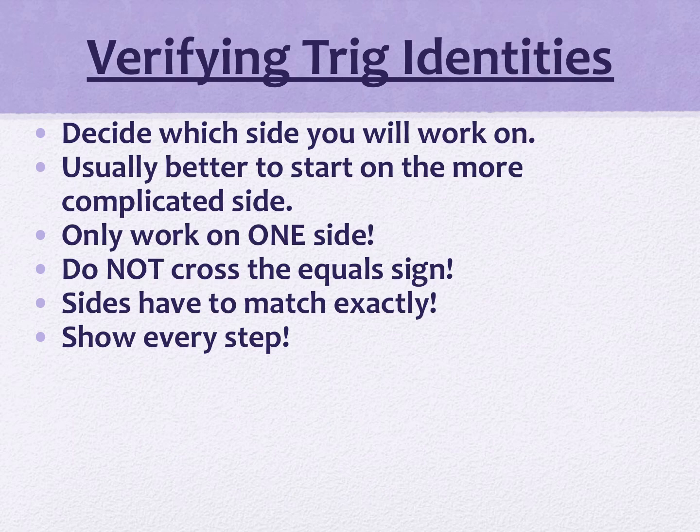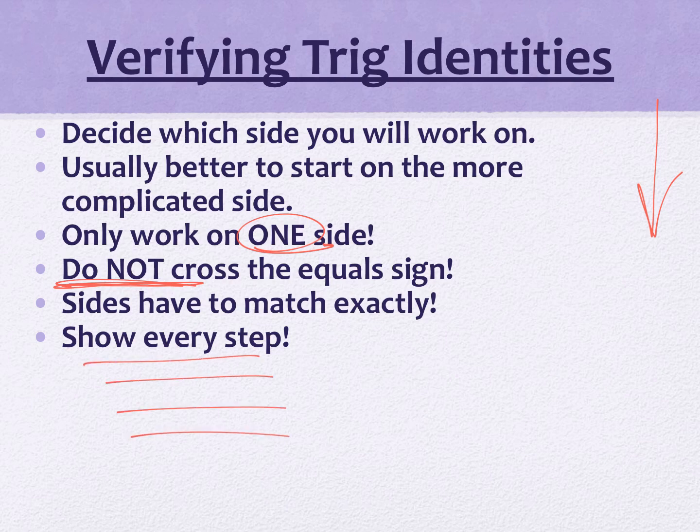So just some reminders, decide which side you're working on. It's usually better to start on the more complicated side. You can only work on one side. Do not cross the equal sign. Always work down the page. I forgot to say that, but it's going to be a lot easier to read as you work down the page. The sides have to match exactly when you're finished and show every step along the way. Good job.